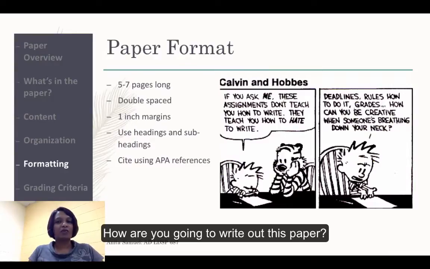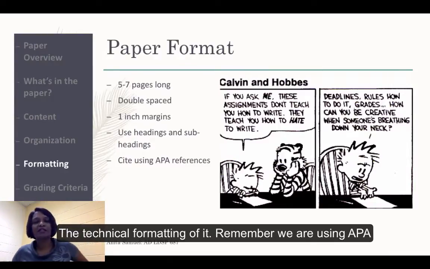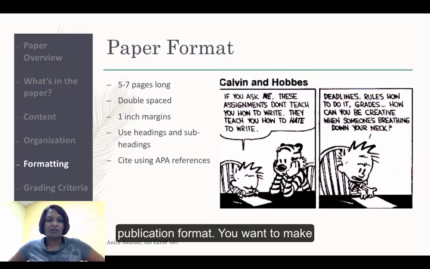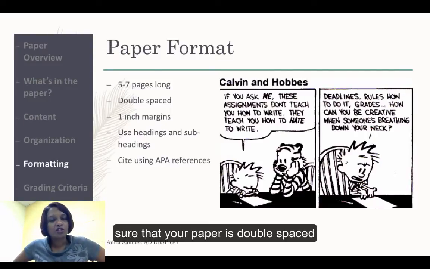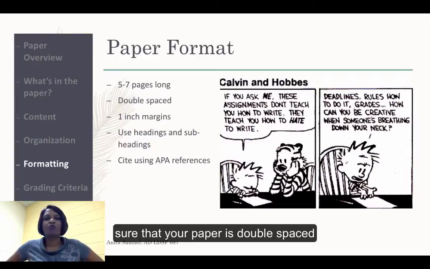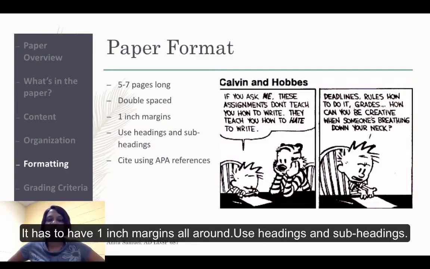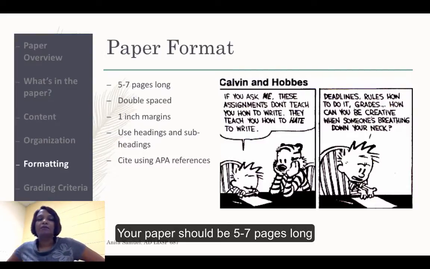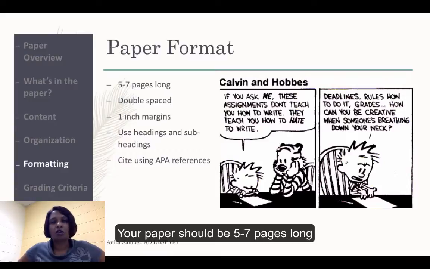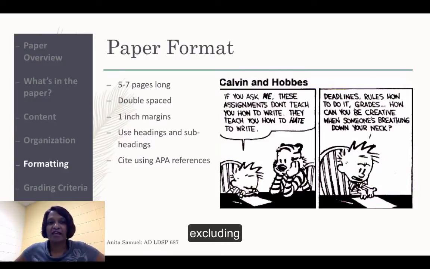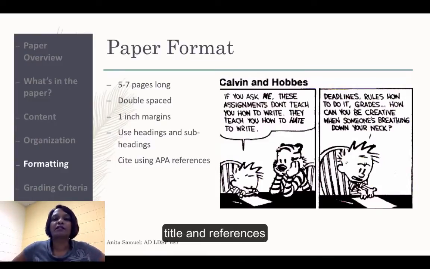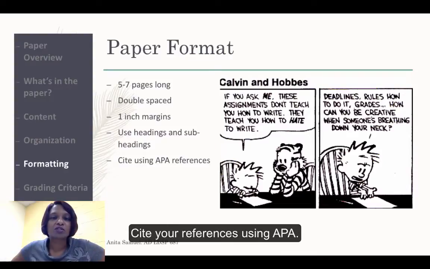How are you going to write out this paper? And this is just the technical formatting of it. Remember, we are using APA publication format. Okay, so you want to make sure that your paper is double spaced. It has to have 1 inch margins all around. Use headings and subheadings, and there are formatting styles for that. Your paper should be 5 to 7 pages long, doesn't need to be more than that, and the page length does not include your title and your references. And remember to cite your references using APA.